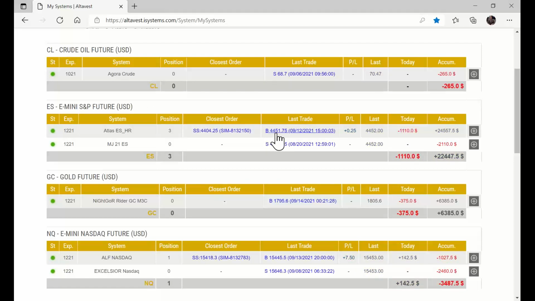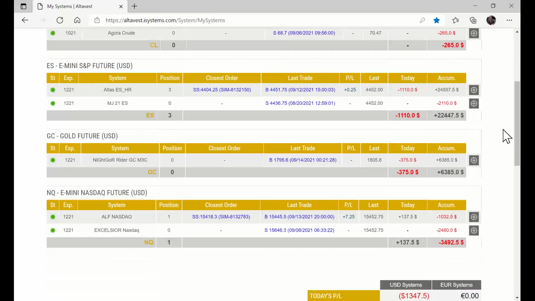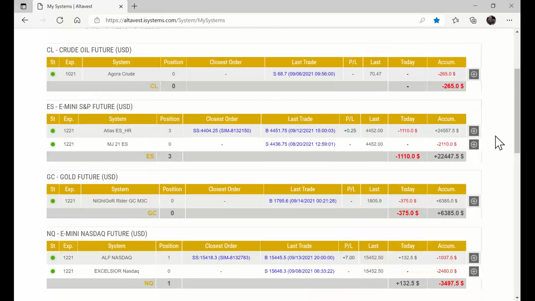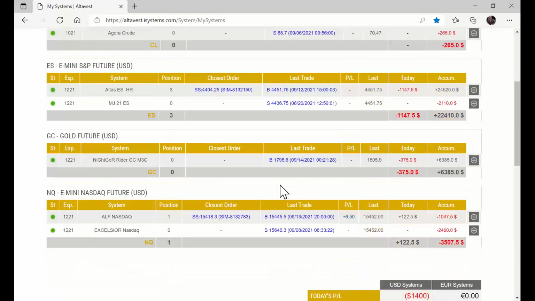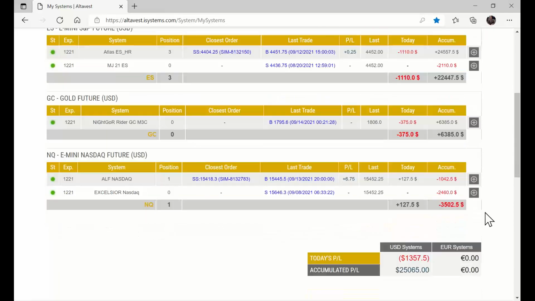And these 2 E-mini systems here, this one has 3 positions right now. It bought at 4451 3/4, and is sitting on a small drawdown right now, but the accumulated gains on the system are pretty large, over 24,000. Here's another one here, accumulated loss. So you can see how you're going to have some losers and some winners, just like any kind of trading. We're not cherry coating or sugar coating anything here. We're letting you see everything. Here's a gold system. Lost some money today, but overall it's made some money.